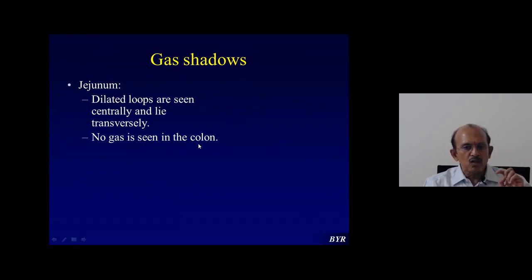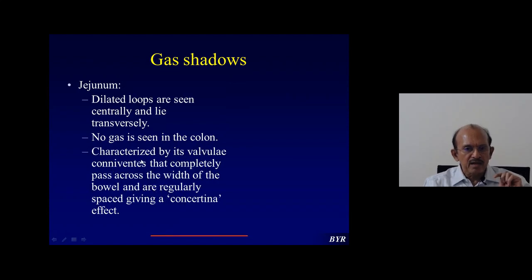No gas is seen in the colon in case of jejunal obstruction, and it is characterized by its valvulae conniventes, because we have seen in the anatomy of the jejunum, the jejunal mucosa is thrown into multiple concentric folds. This is called valvulae conniventes, that completely pass across the width of the bowel and are regularly spaced, giving a concertina effect. What is concertina? It is a musical instrument name.